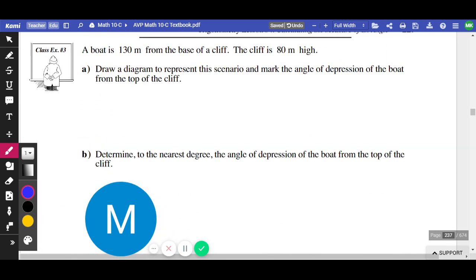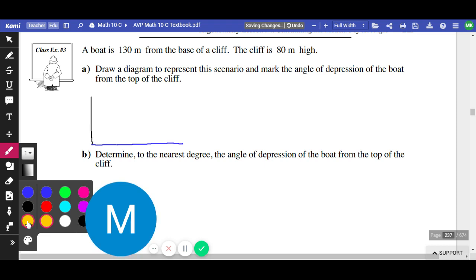We got a boat. A boat is 130 meters from the base of a cliff. The cliff is 80 meters high. All right, I have a cliff and a boat that's probably out on some water. I can't draw a boat very well, so this is my boat. Pretty nice drawing. This is my cliff, this is my boat out on the water.